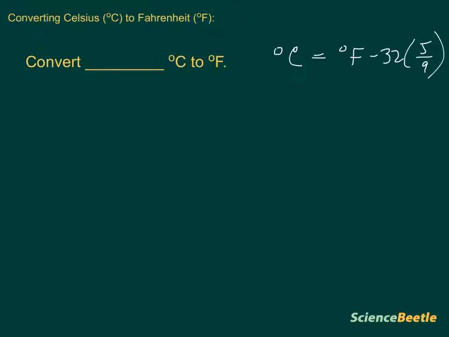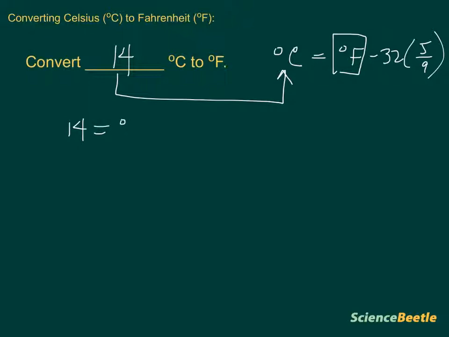But here, what we're trying to do is figure out the Fahrenheit. And so it's this variable right here in the middle. Let's look at a sample problem. Let's say that we want to go from 14 degrees Celsius, and I want to figure out how many Fahrenheit degrees this 14 degrees Celsius is equal to. So we're going to take this number and substitute it in its place. That will give us the following revised equation: 14 is equal to (degrees Fahrenheit minus 32) times 5 divided by 9.